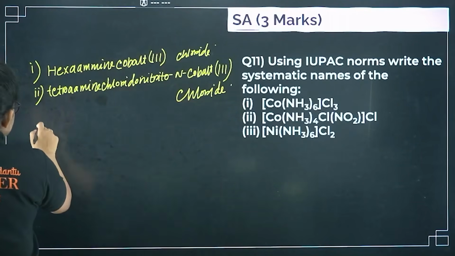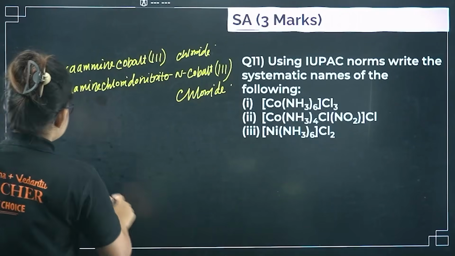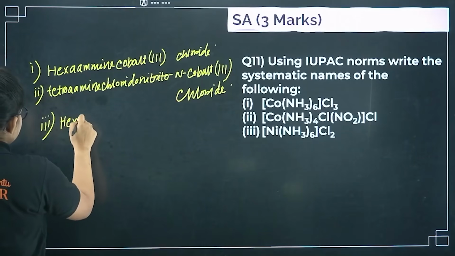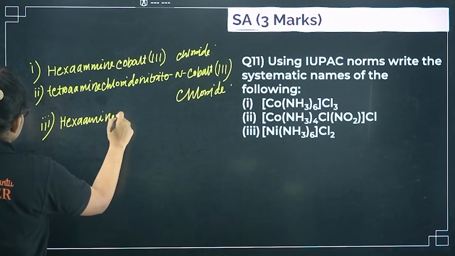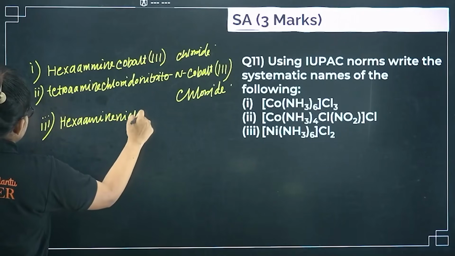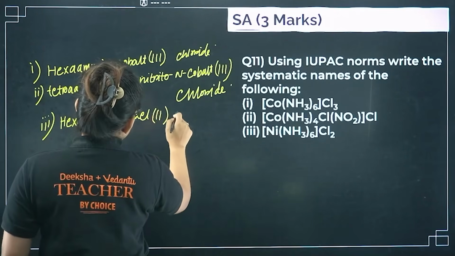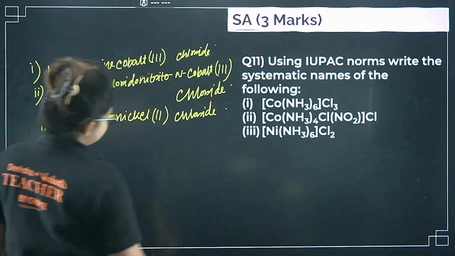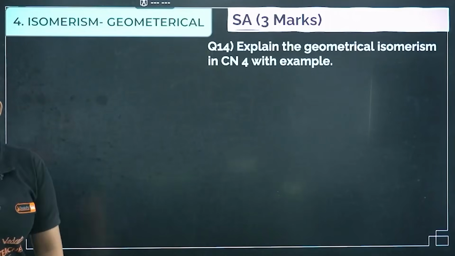Okay, let's proceed with the third one. Hexaamminenickel, here the oxidation state will come 2, then chloride. That's it. Okay, I guess this is clear to you. Let's proceed further.